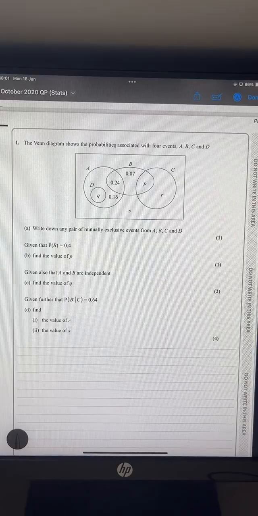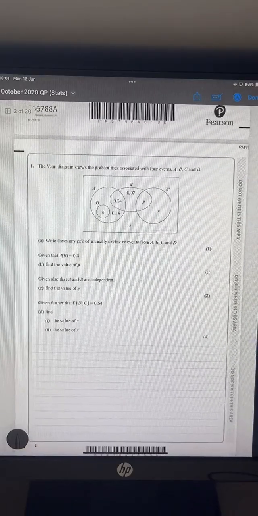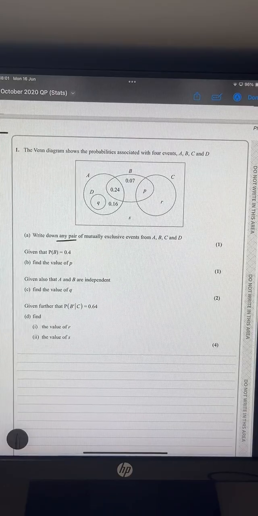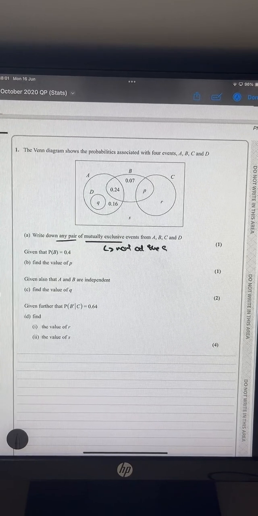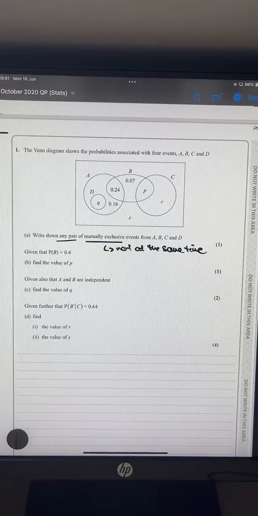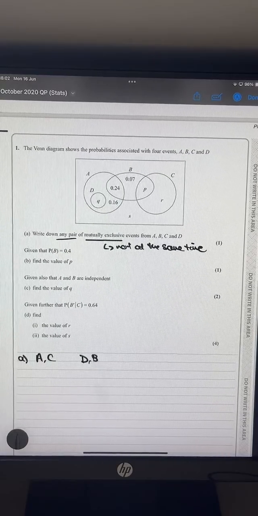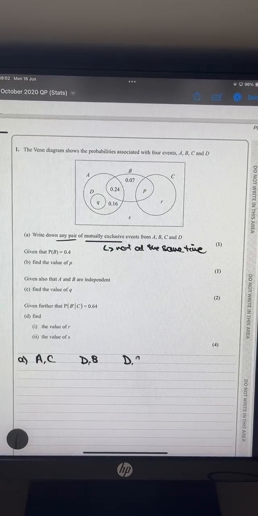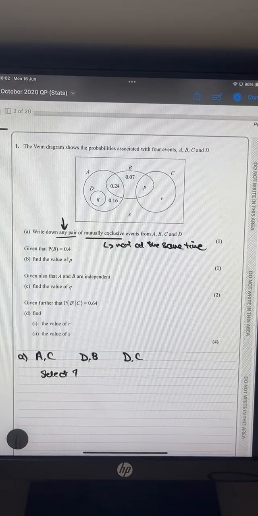A Venn diagram shows the probabilities associated with 4 events, A, B, C, and D. Write down any pair of mutually exclusive events from A, B, C, and D. Mutually exclusive means not at the same time, so what you're looking for are circles that aren't overlapping. You could pick A and C, for example. Another option is D and B, or D and C. These are all the pairs of non-overlapping circles. It says write down any pair, so you just select one from above.